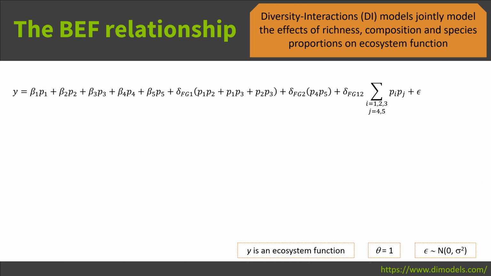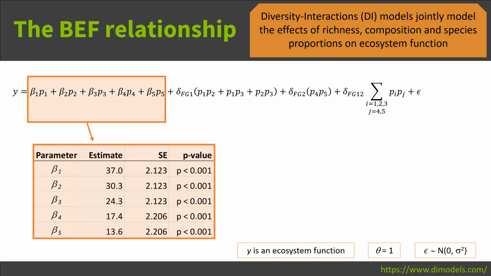Here's the functional group model equation again. Here are the identity effect estimates. There's quite a bit of variation across the species identity effect estimates. The first 3 are identity estimates for the functional group 1 species and are higher than the last 2, which are identity estimates for the functional group 2 species.